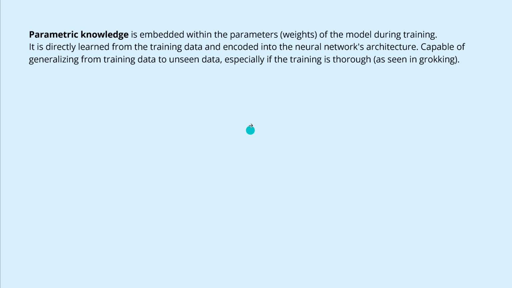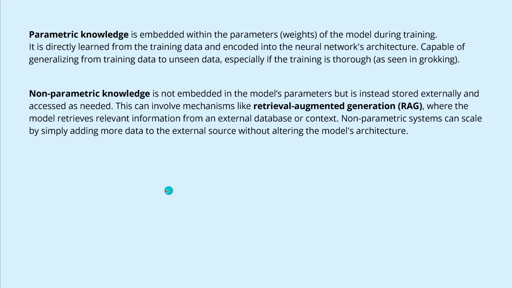Yeah, for my green grasshoppers, just to be sure, parametric knowledge is embedded within the parameter. This is the weight tensor structure of our model during the pre-training. This is directly learned, for example, then during fine-tuning, from the training data and encoded into the neural network architecture. And this is capable of generalizing from training data to unseen data, as I just showed you, especially with grokking. Yeah, with grokking, it's of course beautiful.